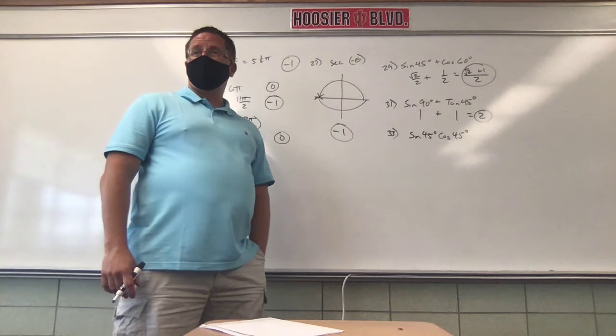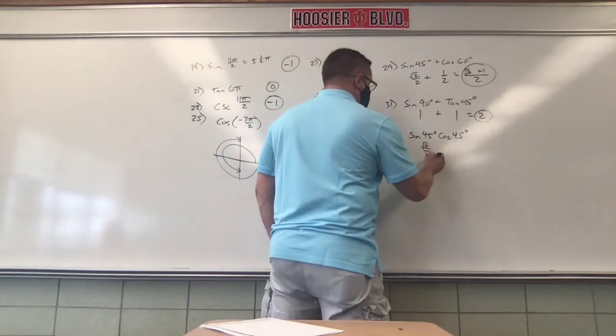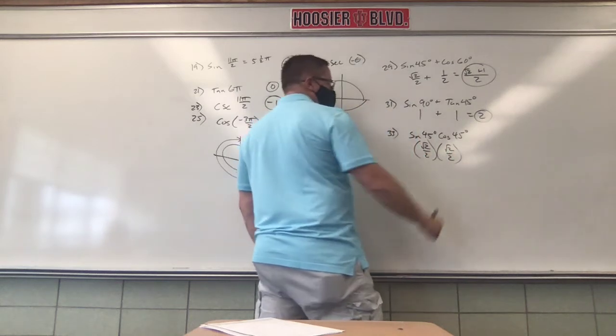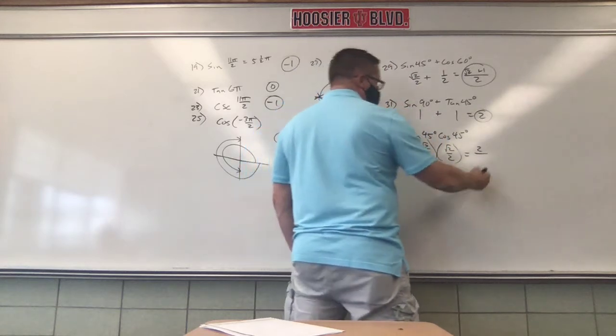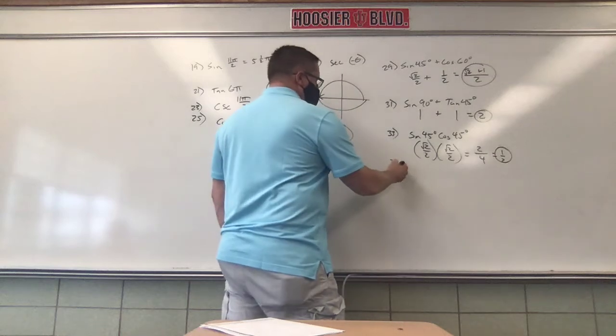You guys get a half, hopefully. Radical 2 over 2 is the sine, times radical 2 over 2 is the cosine. Radical 2 times radical 2 is radical 4, which is 2. You have to times the bottoms when you're timesing fractions. And 2/4 is 1/2. Just a couple more, and then we'll do our homework.